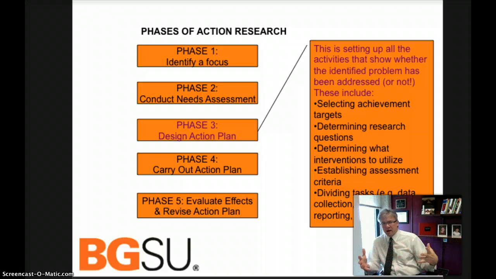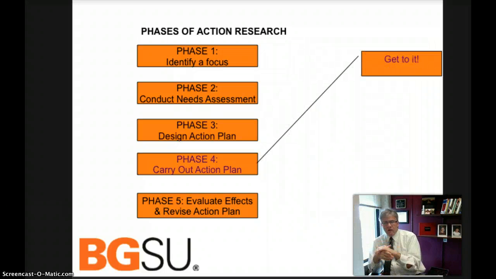Are we going to use some peer observation to help with the implementation of new teaching strategies? Because that may have been one of the interventions that we decided on, and then dividing the tasks, right? So we have a team, we have a group, who's going to do what. That shouldn't all fall on one person unless they're conducting this action research solely with their classroom, which some teachers do, which is fine.